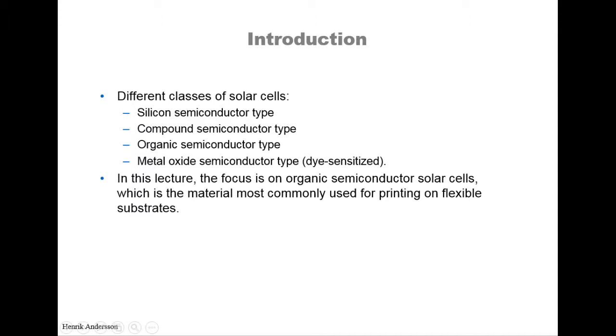Some different classes of solar cells are the silicon semiconductor, the compound semiconductor, the organic semiconductor, and metal oxide semiconductor types, also called dye-sensitized. In this lecture, the focus will be on organic semiconductor cells, the most commonly used material for printing on flexible substrates.